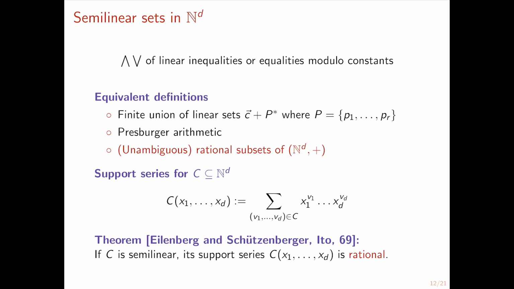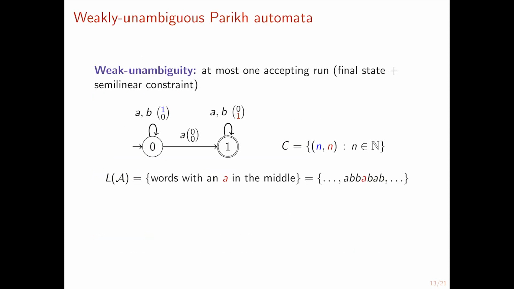Why is it important for us? It is because this gives us information on the generating series. To any semilinear set, we can associate what is called its support series, an infinite sum of monomials, where we add in this sum the monomial x1^v1 ... xd^vd if and only if the vector (v1, ..., vd) belongs to C. The fact that semilinear sets are unambiguous rational subsets of N^d immediately implies that the support series are rational.